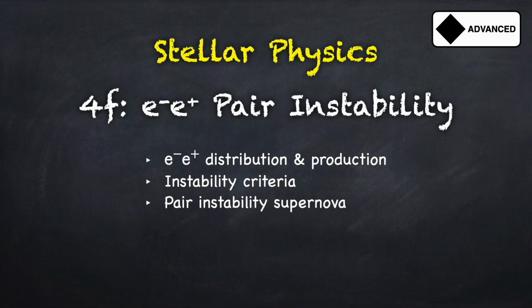Welcome to Stellar Physics 4F. In this video, I will cover the electron-positron pair instability. As with most of the videos in this chapter, the physics in this video will heavily depend on the results found in chapters 2 and 3, mainly thermodynamic quantities from chapter 2 and energy, equilibrium, and stability criteria from chapter 3. Understanding the pair instability is not very easy, so I've rated the physics level in this video as advanced.